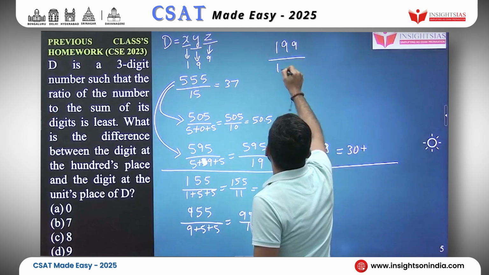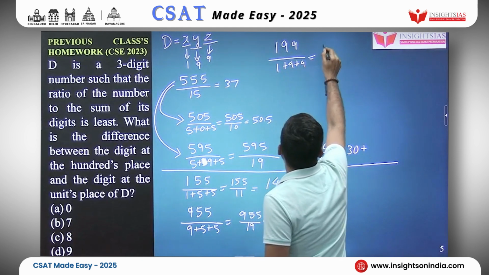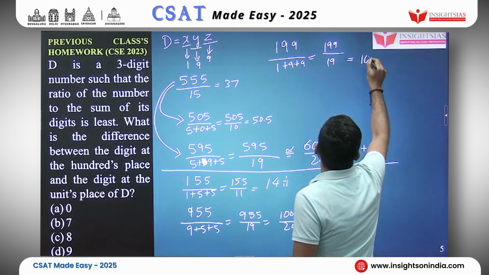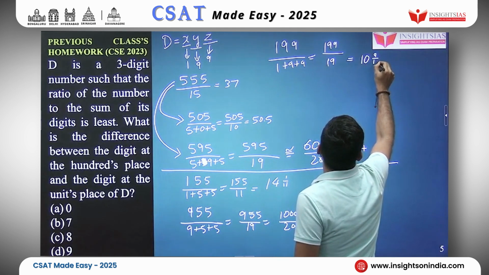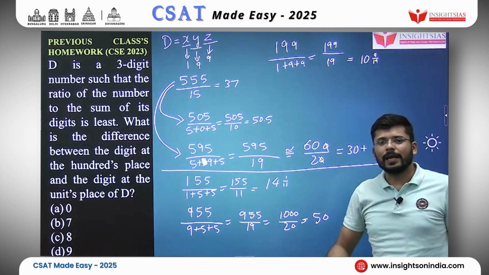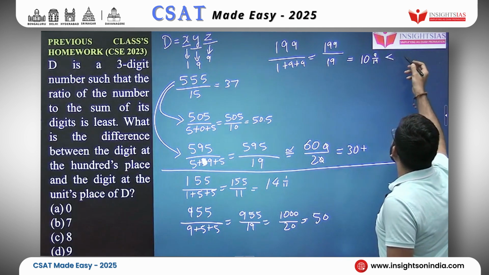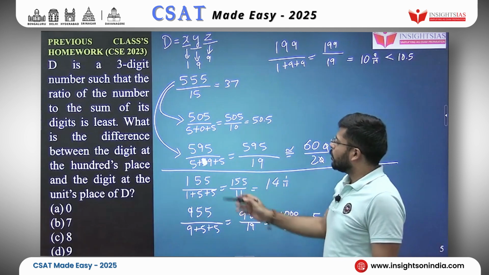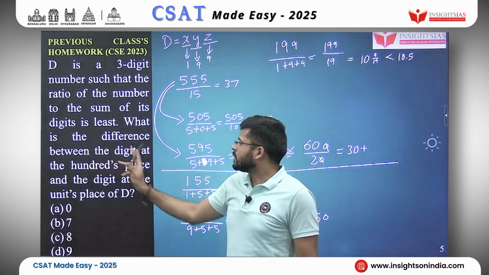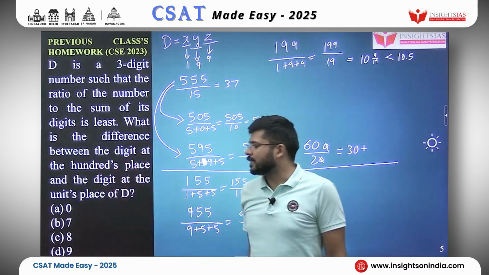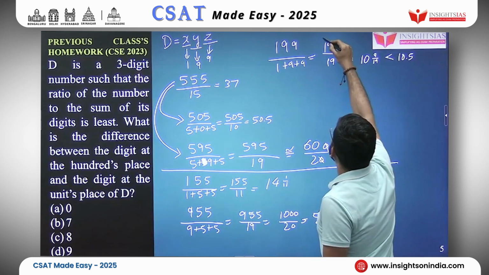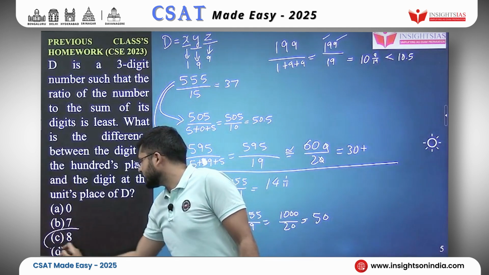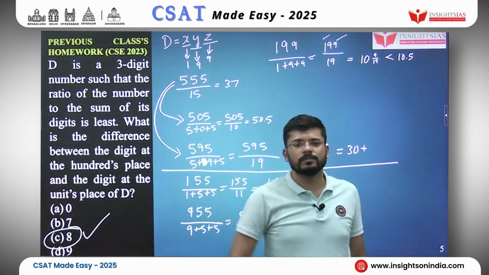199 divided by 1 plus 9 plus 9, that would give you how much? 199 divided by 19, that would be 10, 9 by 19, right? So that would be less than 10.5. Okay. What is the question? The question is asking us, what is the difference between the digit at the hundreds place and the digit at the units place? The digit at the hundreds place is 1 and the digit at the unit place is 9. And what is the difference between them? The difference is 8, and this is your answer.